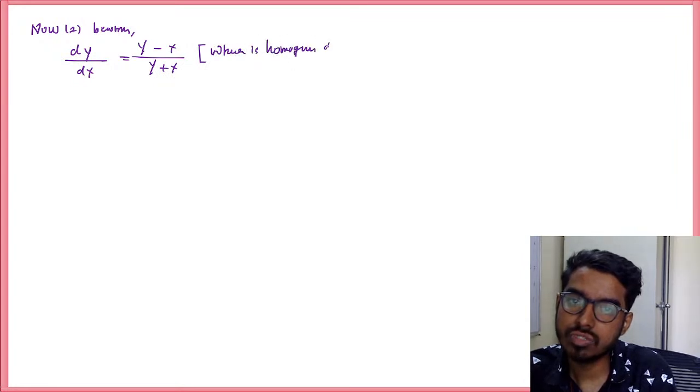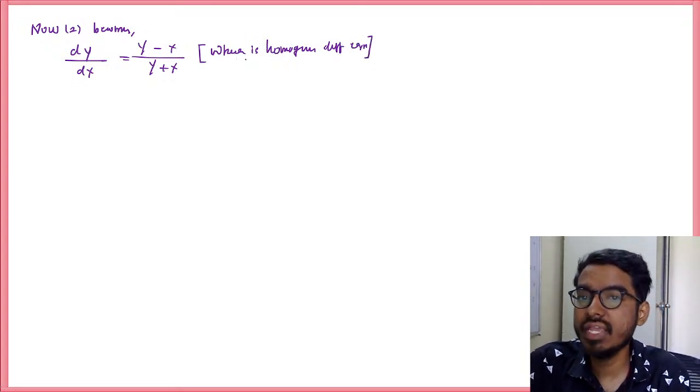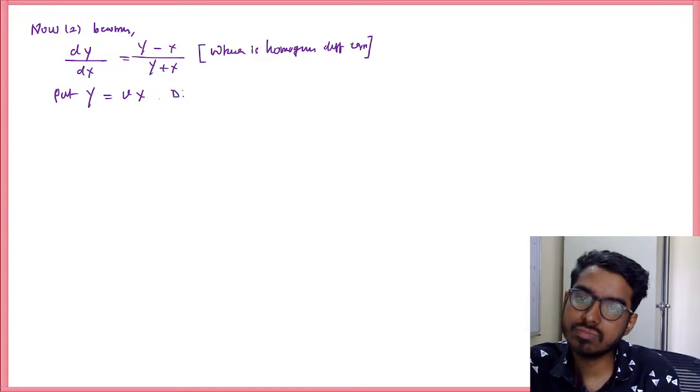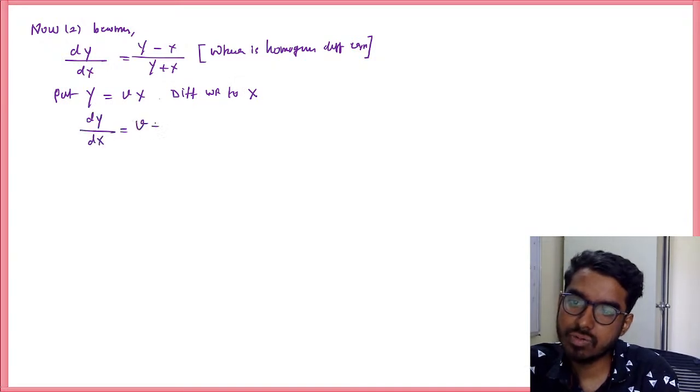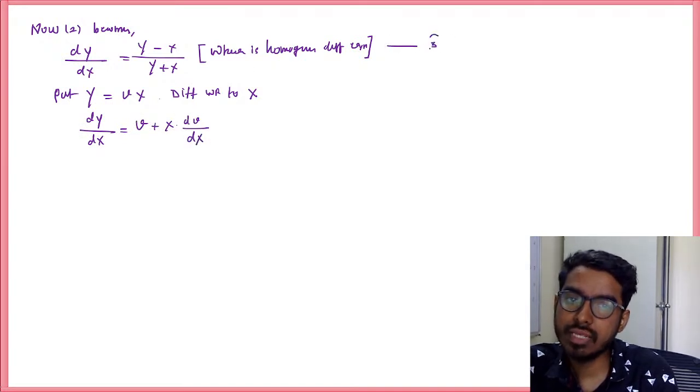This is a homogeneous differential equation, because it is of the form dy by dx is equal to f1 of x comma y by f2 of x comma y. Now put capital Y equal to vX, and differentiate with respect to capital X. We will have dY by dX is equal to v plus X into dv by dX. Let's call this equation 3.